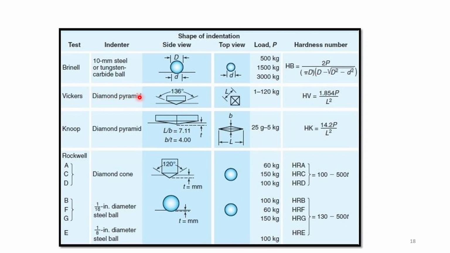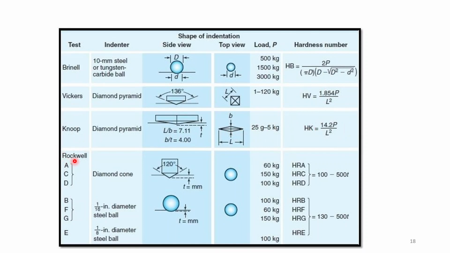For Vickers, you have a diamond pyramid having 136-degree angle, and the diagonals are measured, and the diagonal length is given as L, and this formula is used. Load can be from 1 to 120 kg. It can also be in gram force in case of micro indentation. In case of Knoop, you have a diamond pyramid with diagonals of different lengths. So in this case you measure the longer diagonal and use this for measurement of hardness.